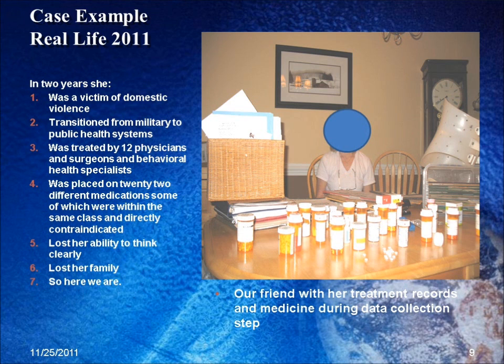Here's a real-life example. Here's an individual that came to our home who needed help. She was a victim of domestic violence, had transitioned from military to public health systems, was treated by 12 physicians in another state, and surgeons and behavioral health specialists, was placed on 22 different medications. All of them are stacked in front of you there. She lost her ability to think clearly, she lost her family, and she became homeless.